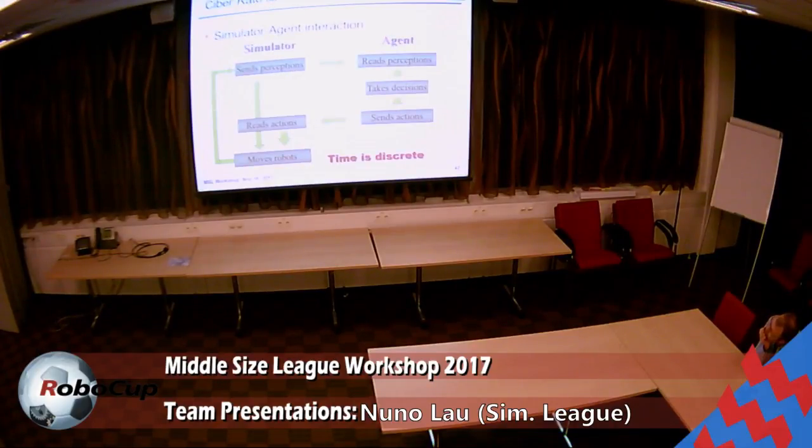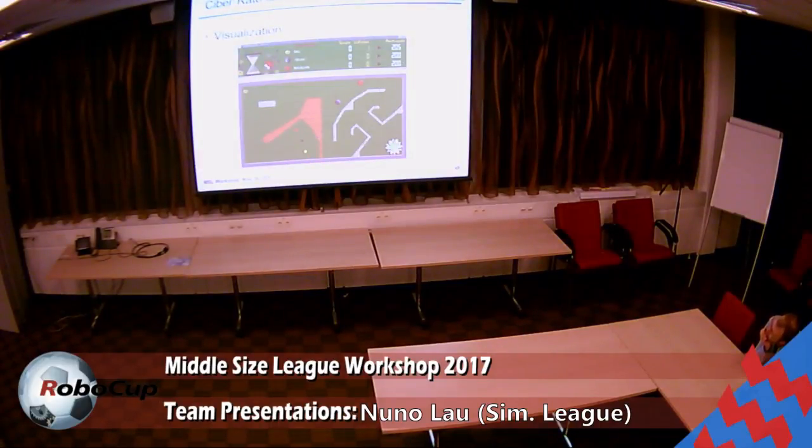The simulator agent interaction is exactly as in the soccer server. The simulator sends a perception, the agent reads the perception, takes decisions, sends actions, and then the simulator moves the robots and it loops around. Time is discrete here.